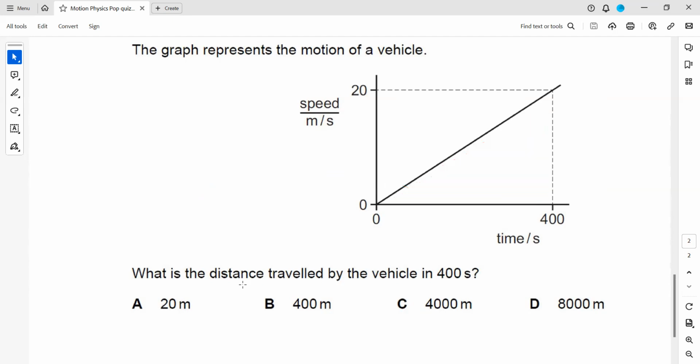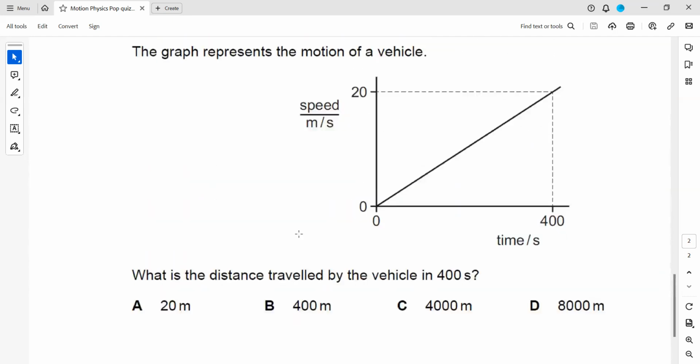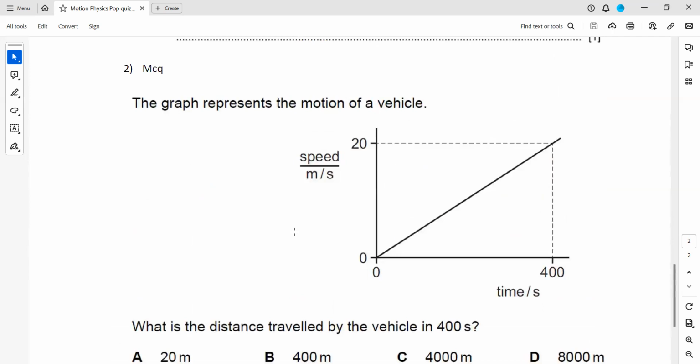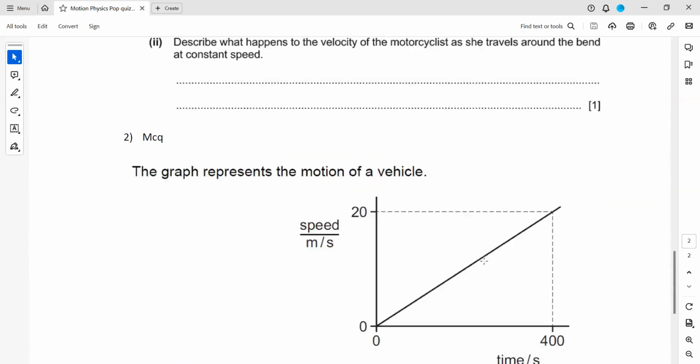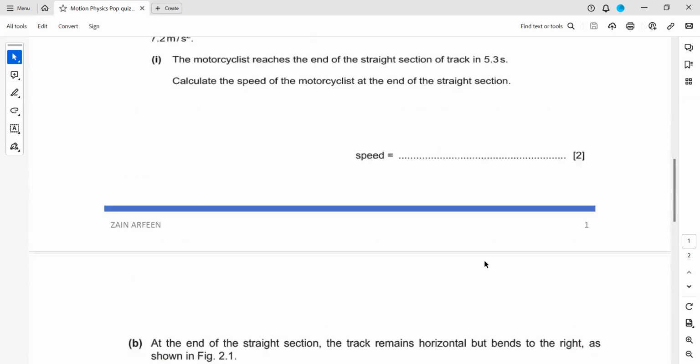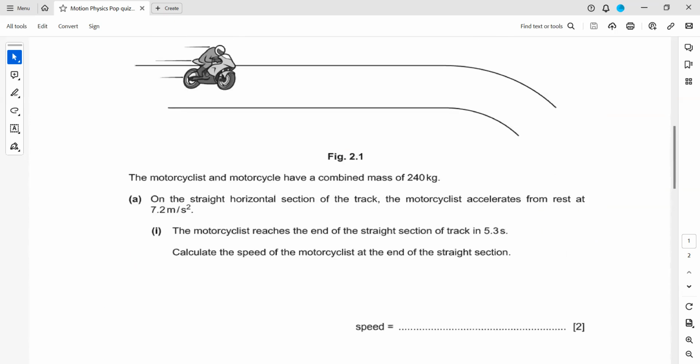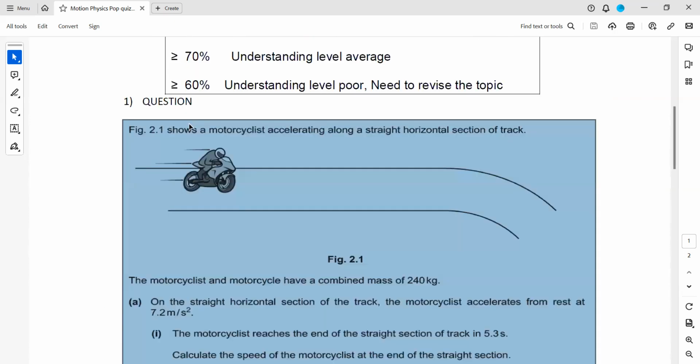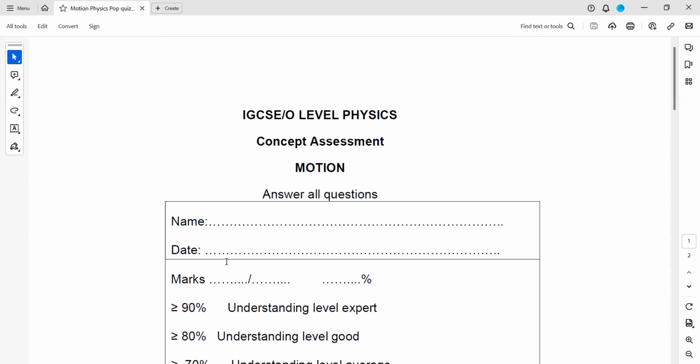So whenever a speed-time graph is there, don't use the formula that speed is distance over time. Use the area under the graph to work out the distance traveled. So this was a pop quiz related to motion.